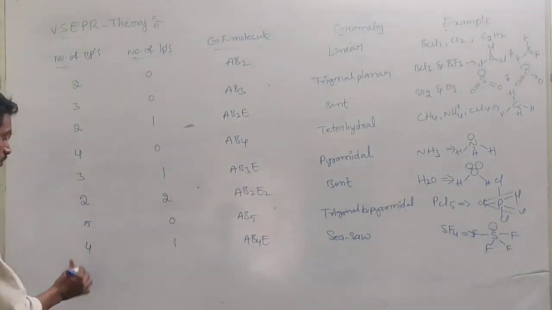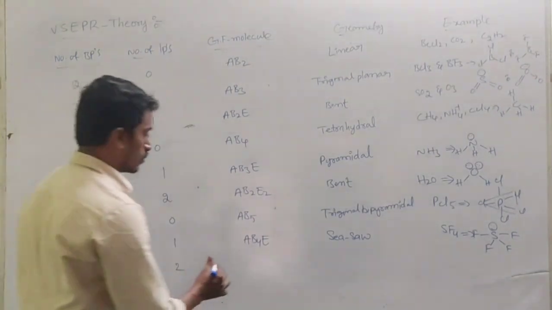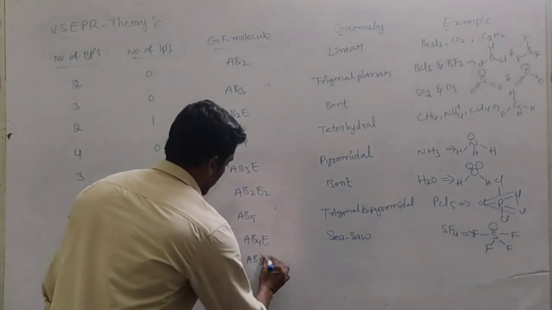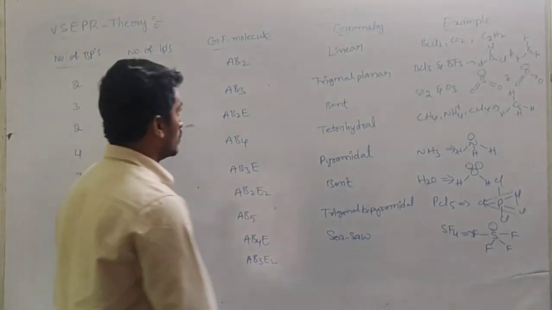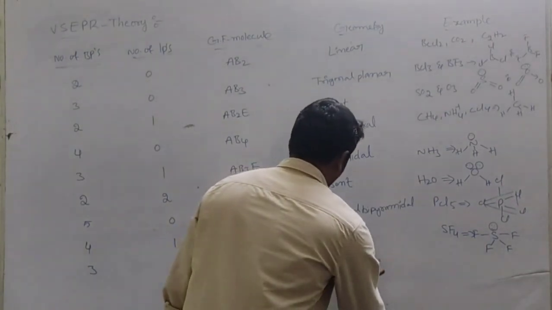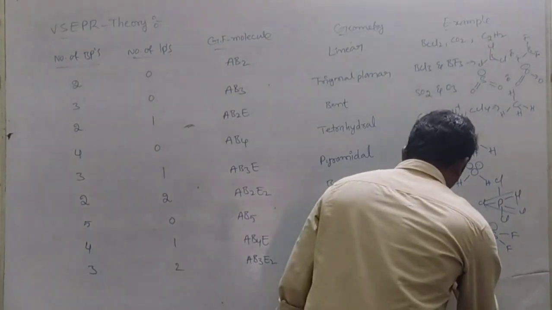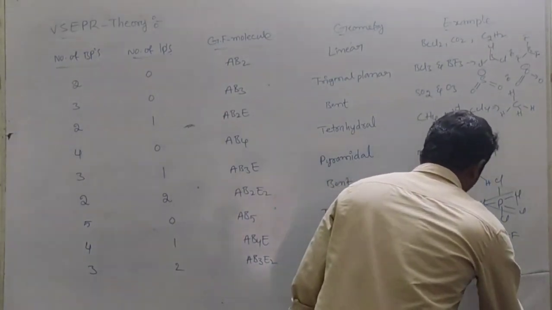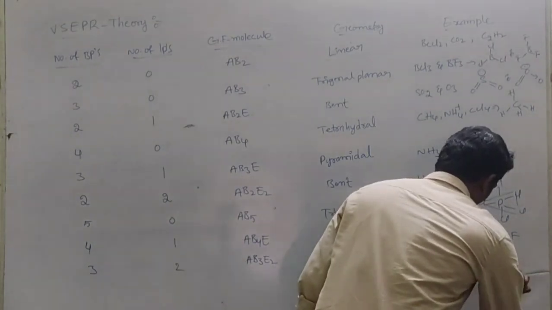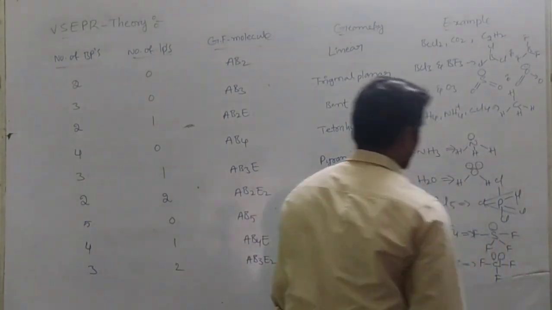So if any molecule has 3 bond pairs and 2 lone pairs, general formula of that AB3E2. So geometry or shape of that molecule is T shape. Example for that chlorine trifluoride. Here 2 lone pairs are present.